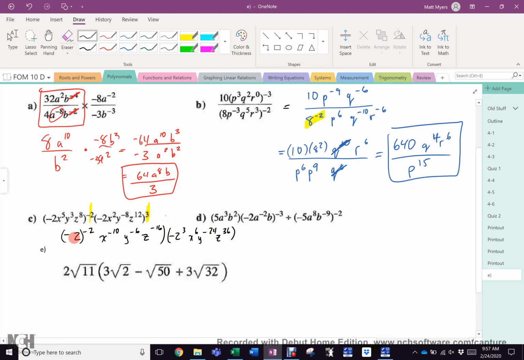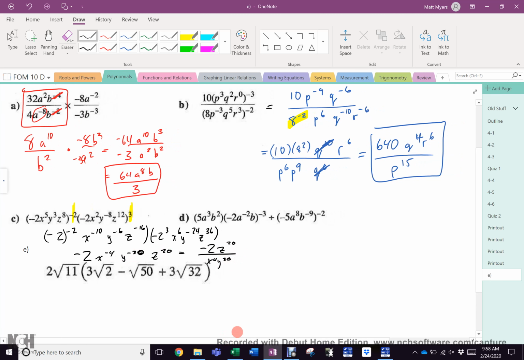Then I would just add them up. Negative 2 and negative 2, same base. 3 plus negative 2 is 1, so it's negative 2. Negative 10 plus 6 is x to the negative 4. Negative 6 plus negative 24 is y to the negative 30. And negative 16 plus 36 is z to the 20th. And of course, you see only 2 negatives there. So it is negative 2z to the 20th over x to the 4th, y to the 30th. And I know it got crowded there. I just wanted to keep it all on the screen for you at the same time.